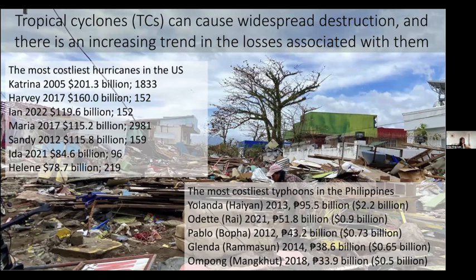Here I show the most costly hurricanes in the United States. You can see Andrew and Katrina, in 2005, which is 20 years ago. The majority of them all happened within these 10 years. The same thing happened in other tropical cyclone basins. This is the most costly typhoons in the Philippines, and you can also see the majority of them happened in recent years. One can always argue that it's because of the development of coastal cities, which definitely plays a role. But at the same time, we also know storms seem to be getting stronger and more destructive.